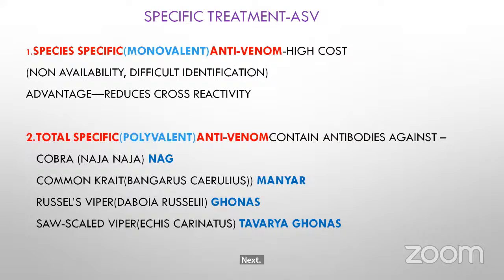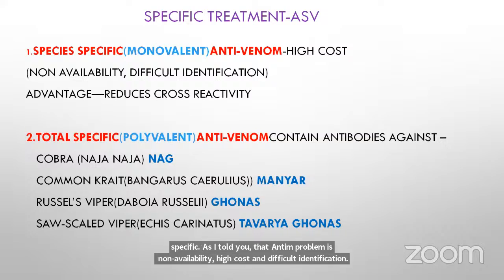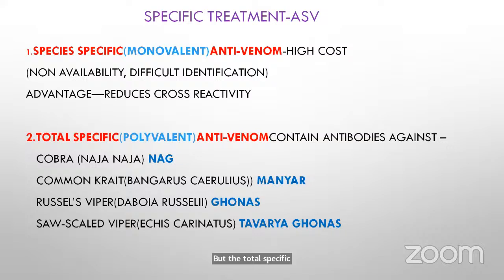So species specific antivenom, as I told you, has the problems of non-availability, high cost, and difficult identification. But the important advantage is reduced cross-reactivity. But the total specific polyvalent antivenom contains antibodies against all 4: cobra, in Marathi we call it naag, common krait, manyar, Russell's viper, Ghonas, and saw-scaled viper, Phursa. So these are the four important ones covered by the total specific antivenom. Next.